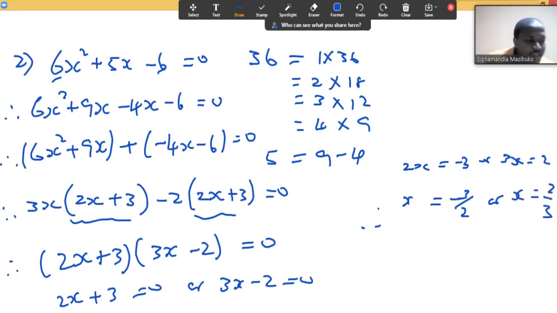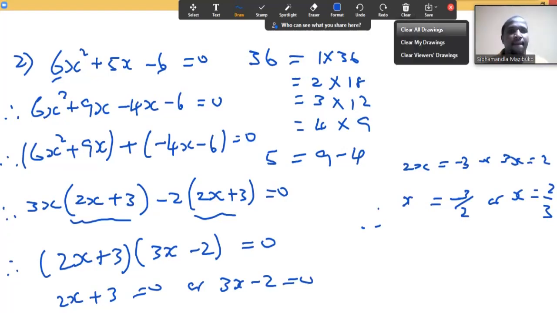Okay, let's look at our next example. So let's look at the last one. Our last example will be number 3. Example number 3. So we have minus 3t squared minus 2 squared plus 23t plus 26 equal to 0.